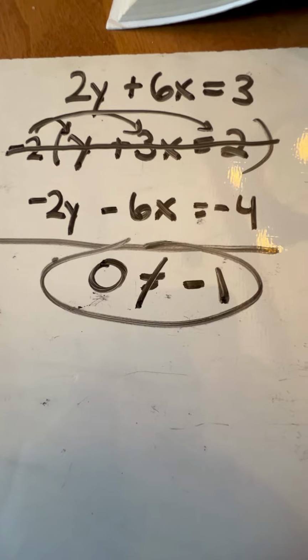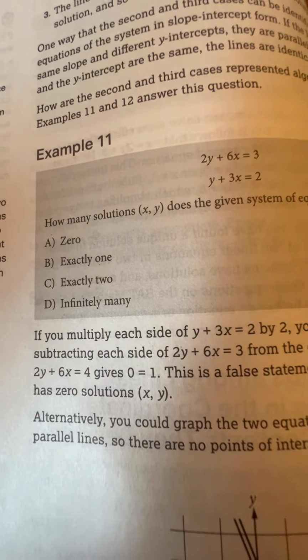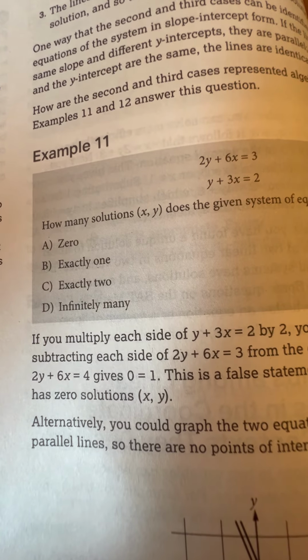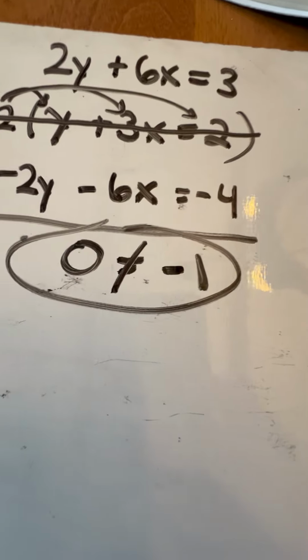So when we're looking at something like this, 0 is the option that you would choose, because there's nothing that's going to make this work.